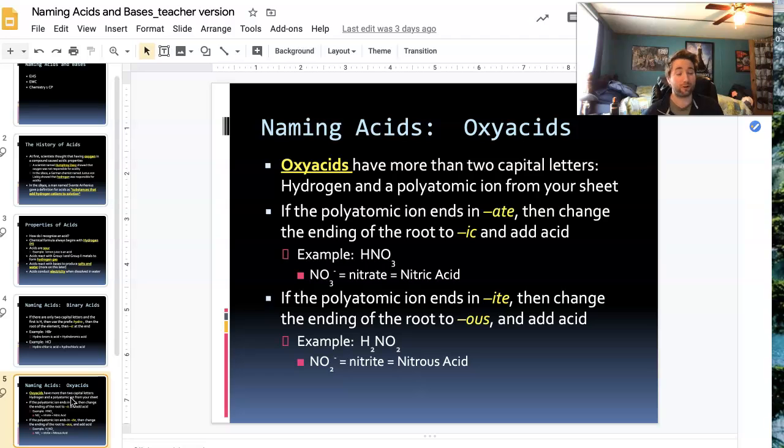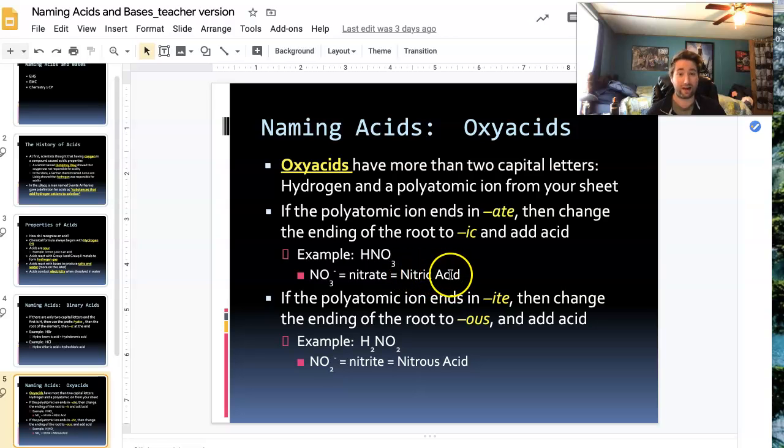So this first one, for example, we've got HNO3. So H is going to let us know that it's an acid. It has more than two capital letters. It's got 3. So the first part is H, and the rest of this is this NO3. So I'm going to look up NO3 on my polyatomic ion sheet, and then I found that it is nitrate. So I'm going to take the ATE here, the 8 on the end, and I'm going to change it to ic. So now it is nitric, and then I add acid.